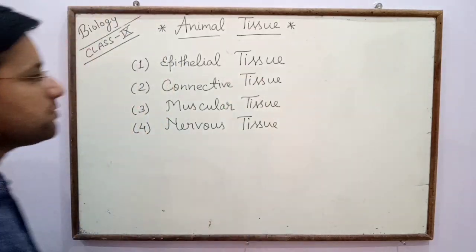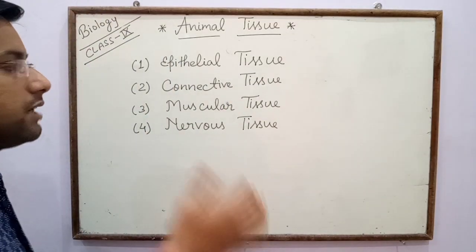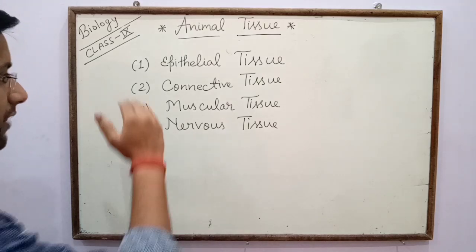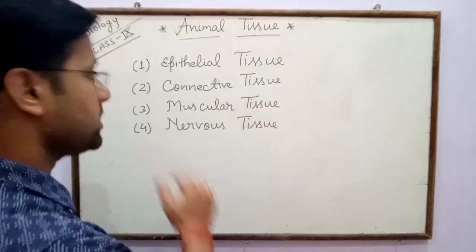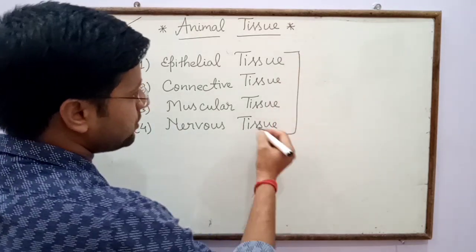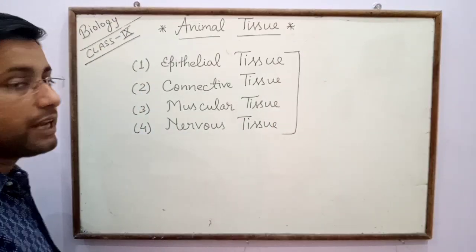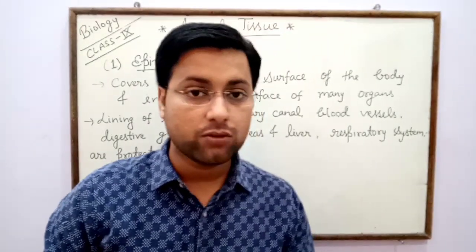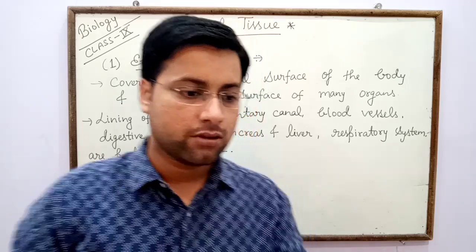So all these tissues are present in the animal body: epithelial tissue, connective tissue, muscular tissue and nervous tissue. These are the four main types of tissues present in the animal body. Now, first, epithelial tissue.